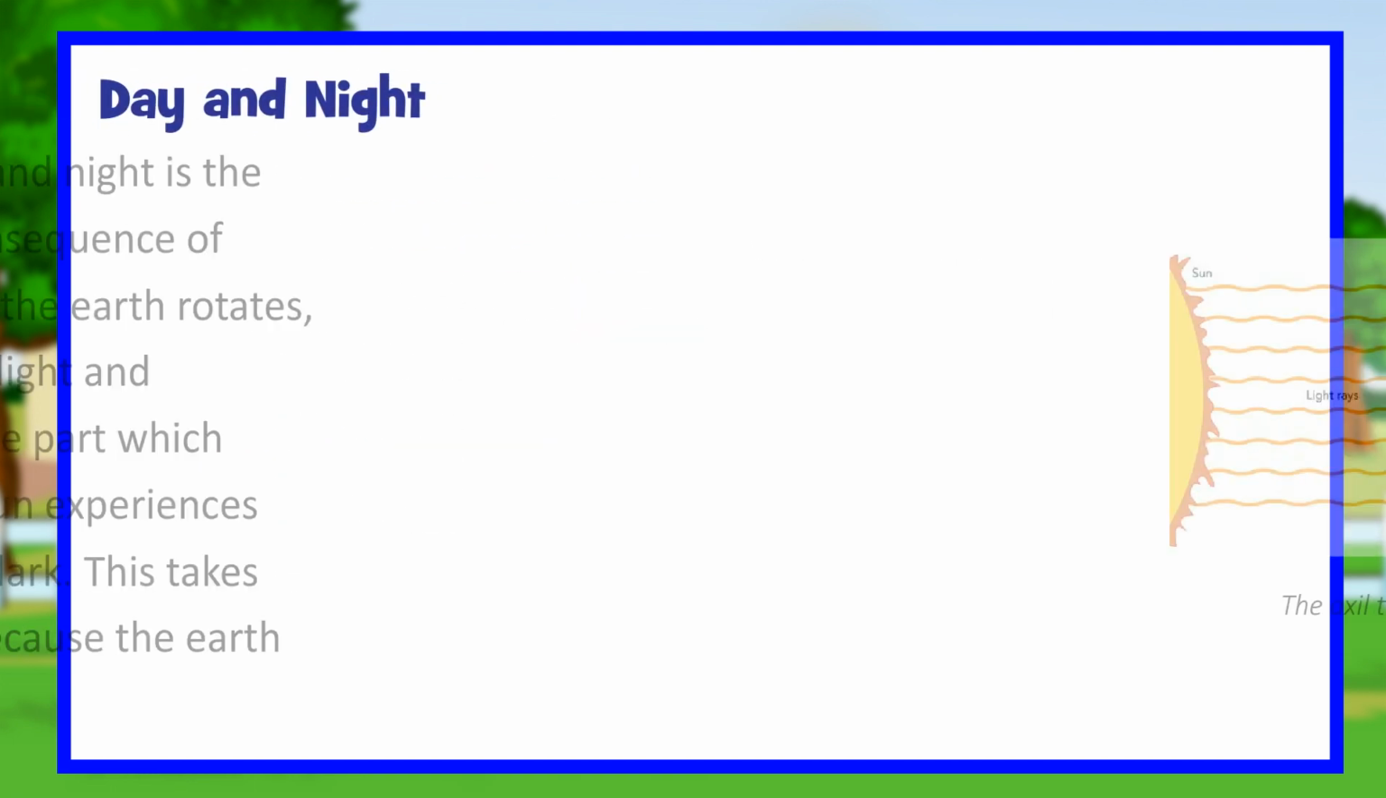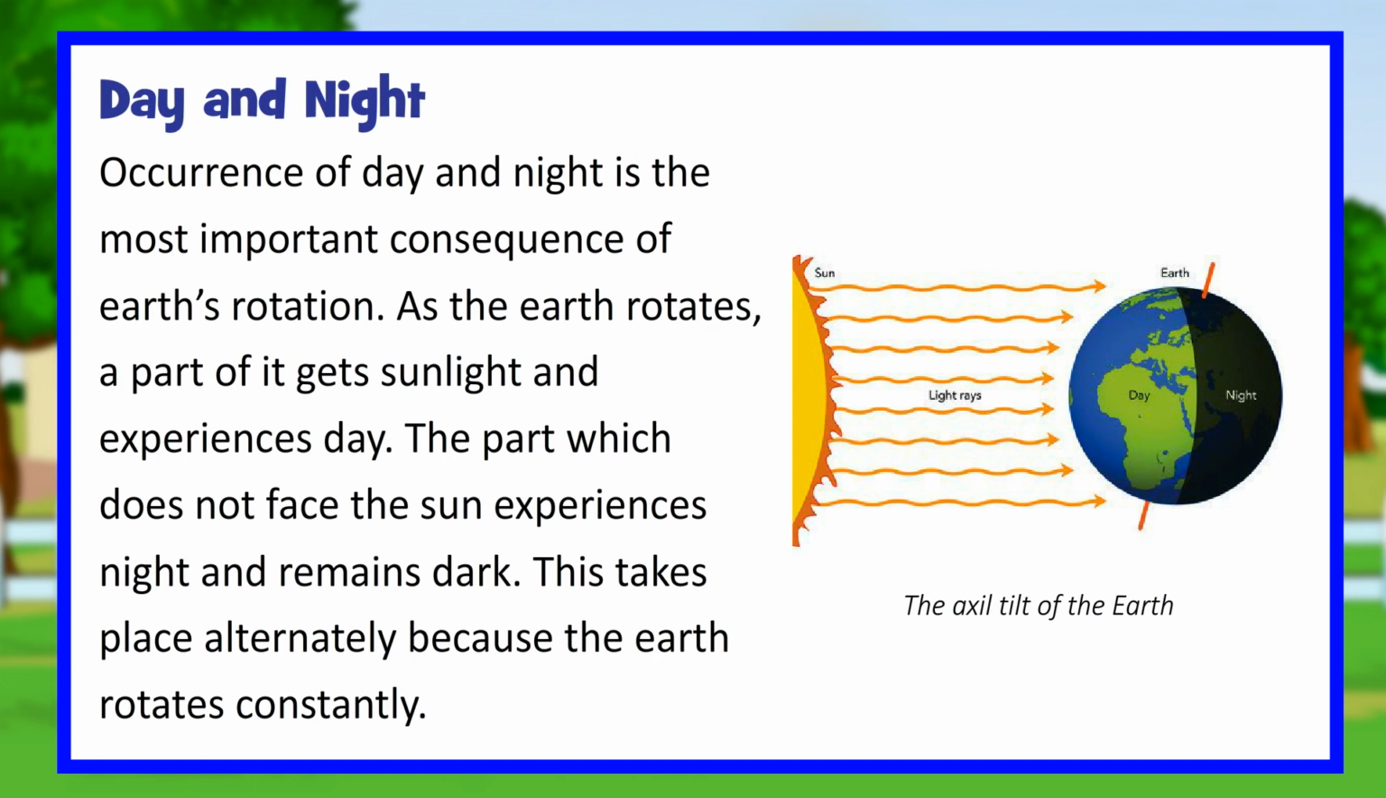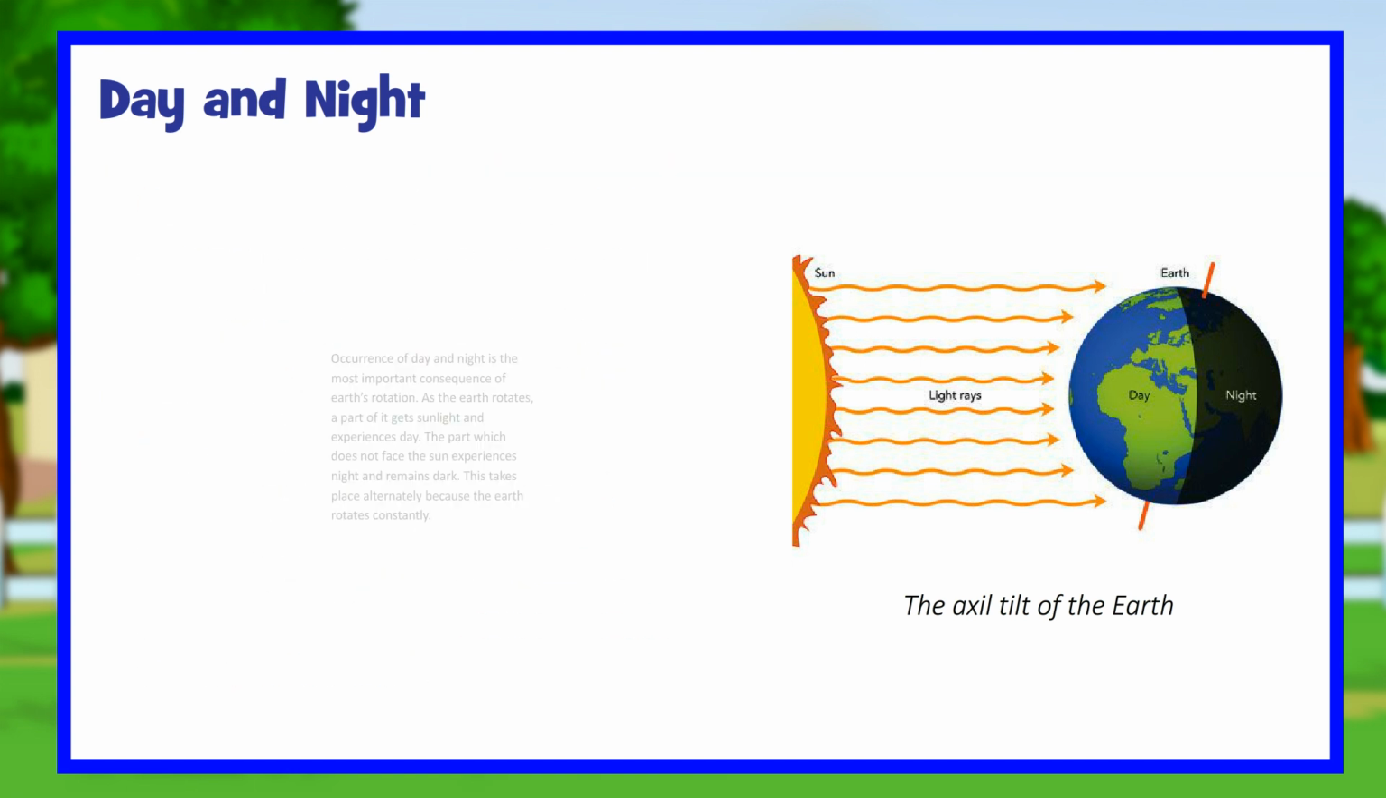Day and night. The occurrence of day and night is the most important consequence of Earth's rotation. As the Earth rotates, a part of it gets sunlight and experiences day. The part which does not face the Sun experiences night and remains dark. This takes place alternately because the Earth rotates constantly.